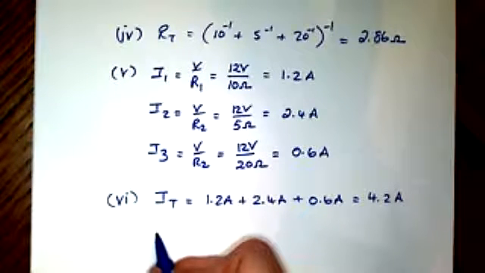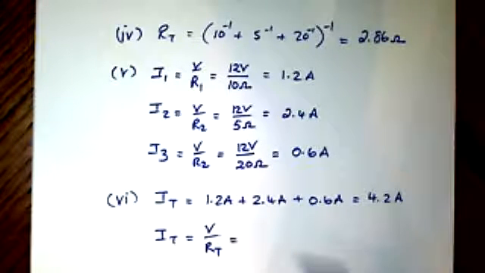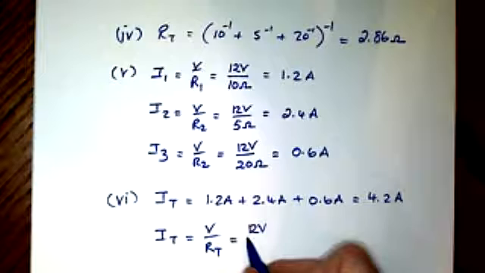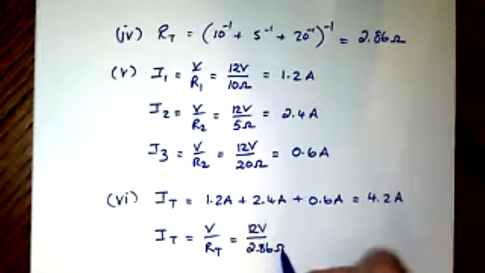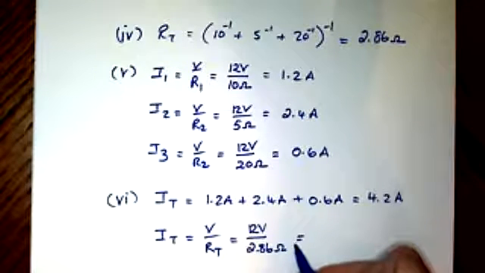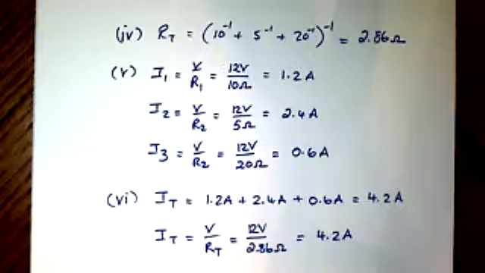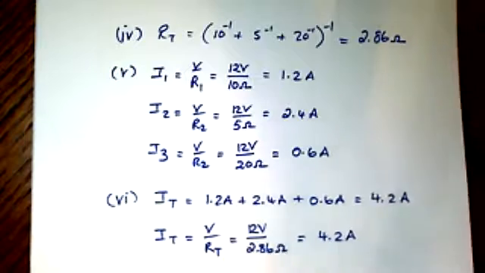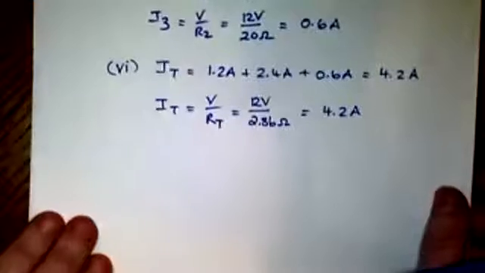However, I could say the total current is going to be the voltage divided by the total resistance. Voltage was 12. You worked out that the total resistance was 2.86. And when I put that into the calculator, I am still getting 4.2 amps. The little boxes off to the side with the VIR is just the shortcut version of working out exactly the same thing. So if you do like those little boxes, let's take a look at it.